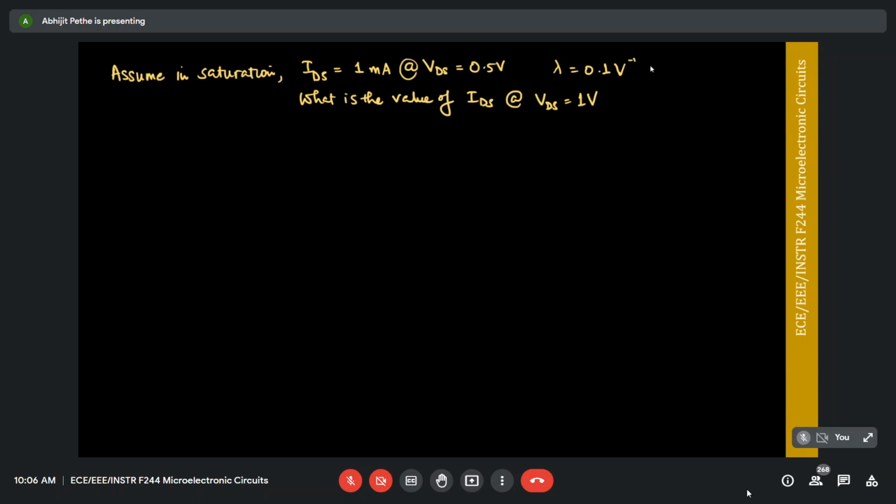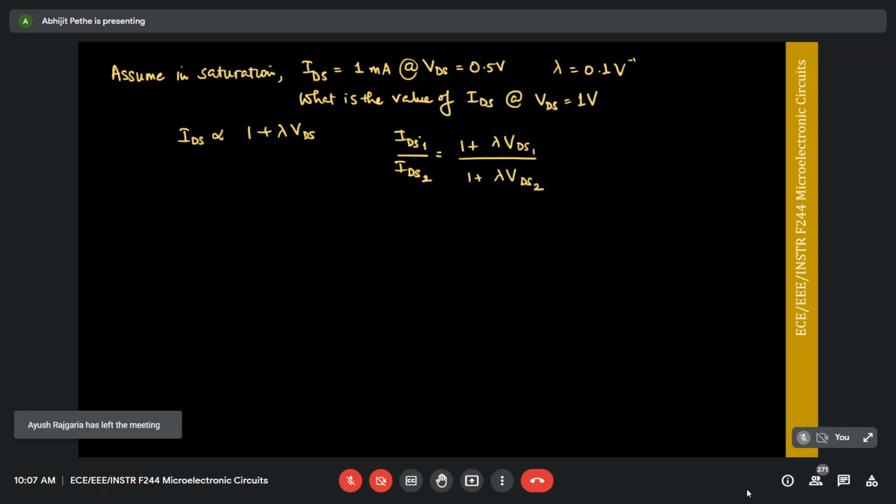So how do you calculate this? Since the half mu n Cox part is essentially constant, we can just divide the two equations and we get a direct relationship. It's, I think, 1 divided by 1.05. Good. It's very simple, right? IDS is proportional to 1 plus lambda VDS. So we have IDS 1 by IDS 2 is equal to 1 plus lambda VDS 1 by 1 plus lambda VDS 2, right? And IDS 1 is 1 milliamp, VDS 1 is 0.5, VDS 2 is 1 volt. From that you can calculate what IDS 2 is, right?